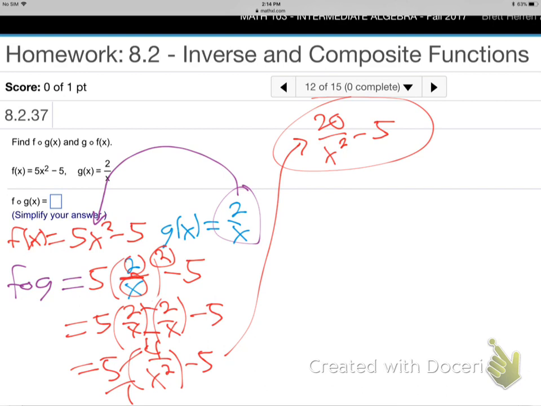So that was f of g. Let's go the other way. Now for g of f. So let me get this out of the way. g of f. So now f is going to be plugged into g, huh? It's always right to left. f into g now.